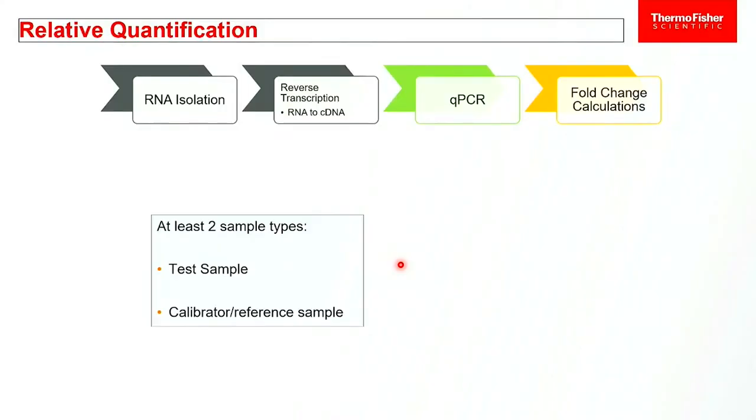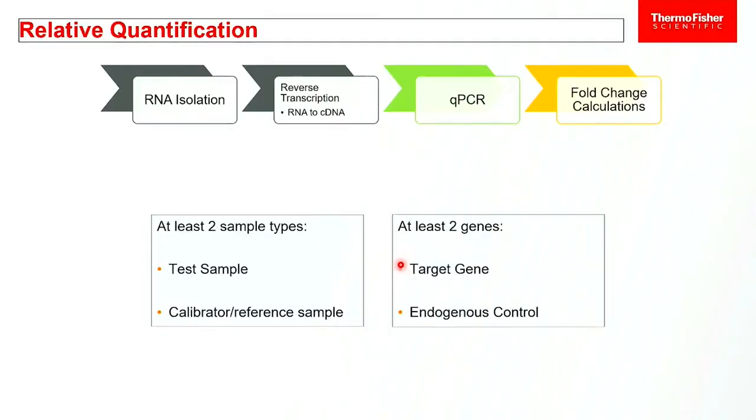We need two, this is the bare minimum. We need two kinds of samples. One that I'm going to compare everything to, and one that I want to understand. So control and reference, untreated versus treated. Time course is going to be time 0 versus my other time points down the road.